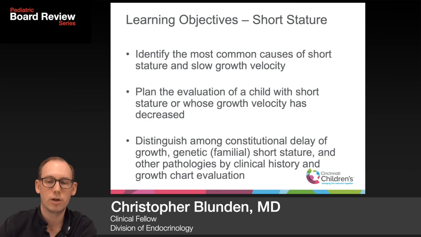Moving on to the more common parental concern, and certainly the more common referral that we see in clinic for our patients from the general pediatrician: short stature. The objectives that we'll talk about are identifying the most common causes of short stature and/or slow growth velocity, planning the evaluation of a child with short stature or whose growth velocity is decreased, and distinguishing between constitutional delay, familial short stature, and other pathologies by clinical history and growth chart evaluation.